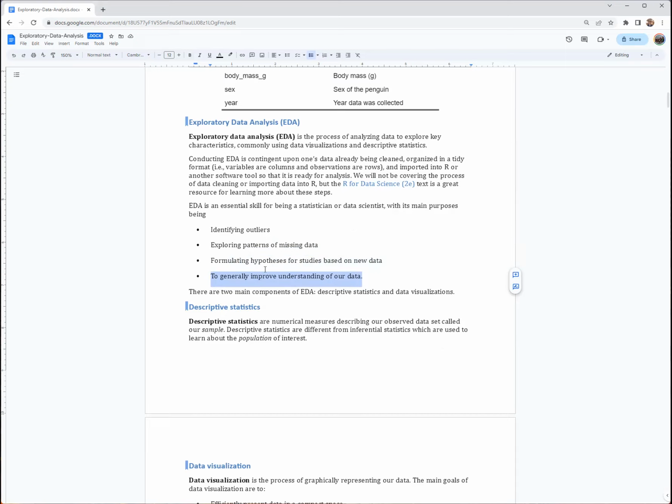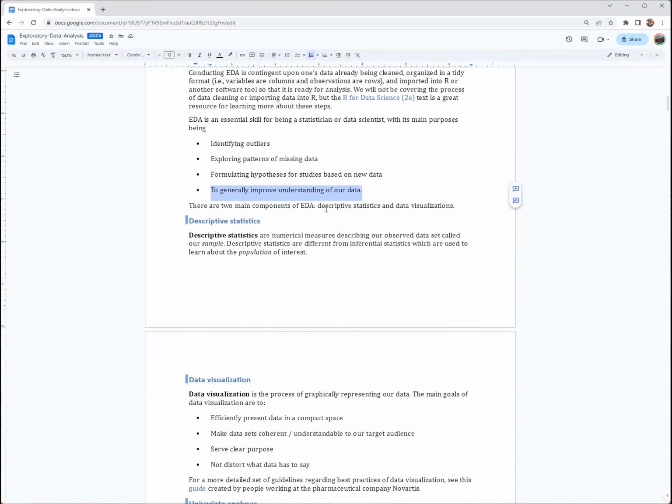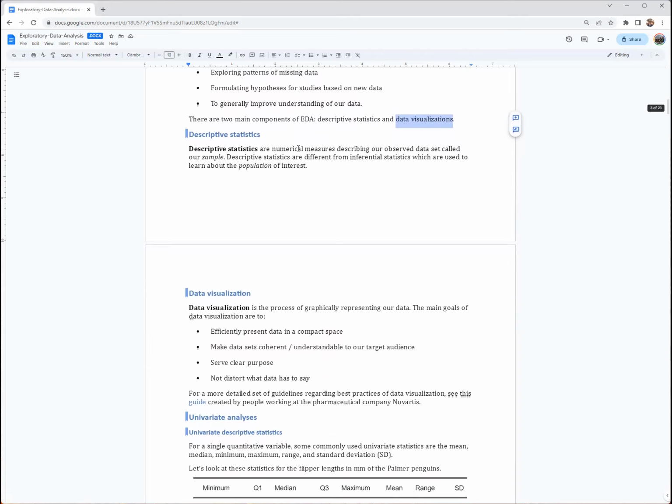So as I mentioned, there are two main components to exploratory data analysis: calculating descriptive statistics or numerical summaries about a data set, and then also making graphical representations of our data, what we call data visualizations. So starting with these numerical summaries, which we call descriptive statistics.